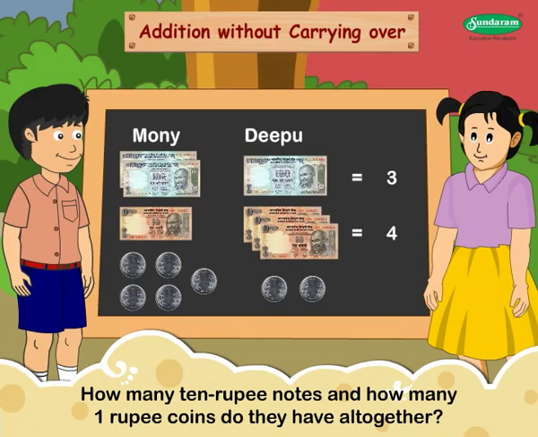Number of 1-rupee coins Moni has: 5. Number of 1-rupee coins Deepu has: 2. Total number of 1-rupee coins: 5 plus 2 is equal to 7. They have 7 1-rupee coins altogether.